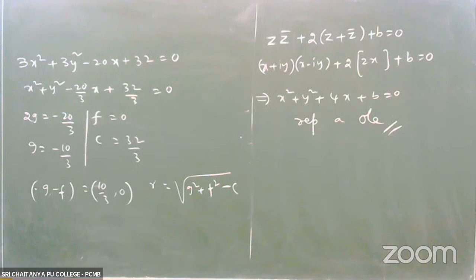Wherever there is z, I substituted x plus iy. So z into z bar plus 2 into z plus z bar plus b is equal to 0 means x plus iy into x minus iy plus 2 into, if I add those two, iy get cancelled, so it becomes 2x plus b is equal to 0. Now a plus ib into a minus ib value is equal to a square plus b square, right? So plus 4x plus b is equal to 0. Represents a circle.